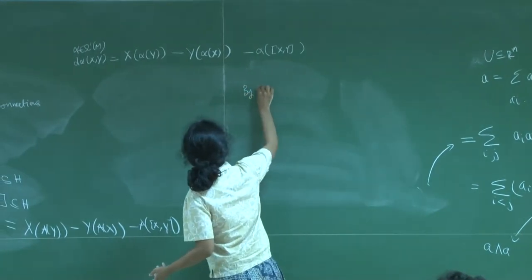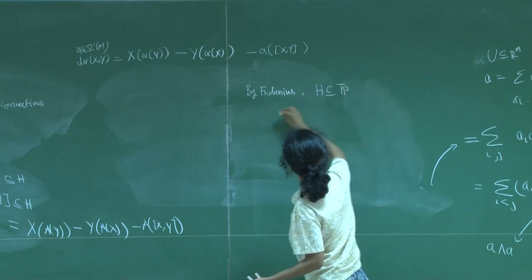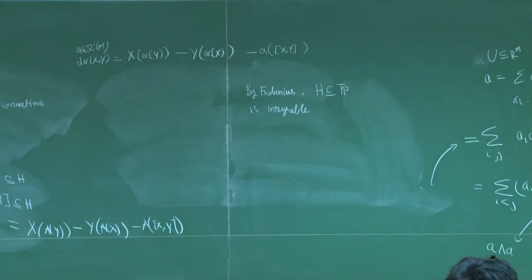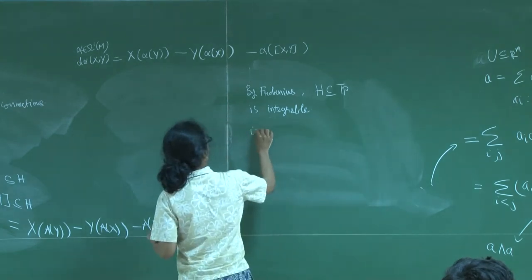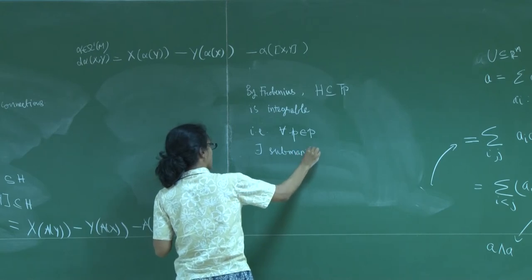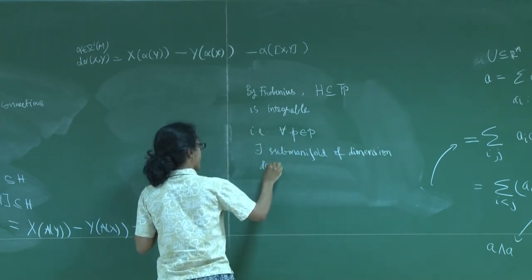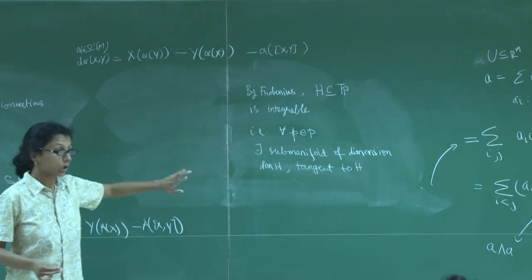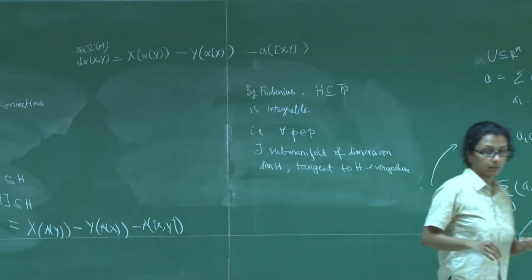So by Frobenius, the subbundle H is integrable. What integrability means is that for any point in P, there exists a submanifold of dimension same as the dimension of H that is tangent to H. Tangent to H at all points, not just at a single point. So it's a local thing we are looking at here.